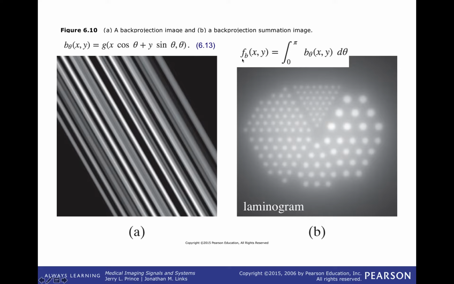And then the summation, this is sometimes called a laminogram, which is the summation of all of these things. Basically, you just add them up together. It's very simple. I get back projections, a function of x, y, a set of parallel lines of different brightness, and I add them up over theta, just integrate them here, and I get this picture.